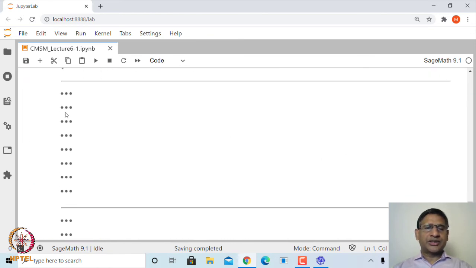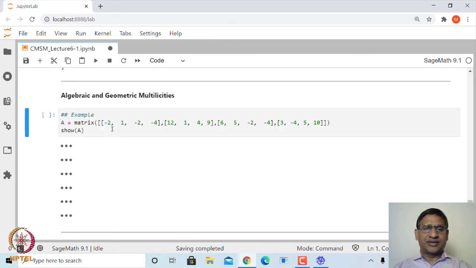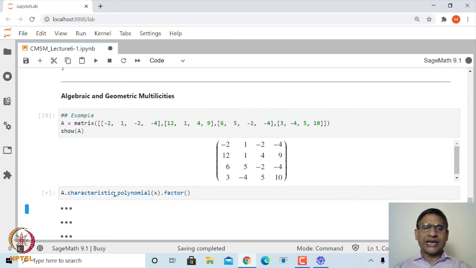Okay. Next, let us look at the meaning of algebraic and geometric multiplicity. I already explained the meaning of algebraic multiplicity, and geometric multiplicity is nothing but the dimension of the eigenspace corresponding to that eigenvalue. So, let us take an example. Let us take this 4 cross 4 matrix and find its eigenvalues. It has two eigenvalues, 1 and 2. 1 appears with multiplicity 1, whereas 2 appears with multiplicity 3.